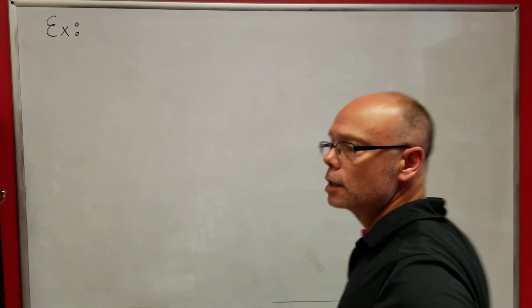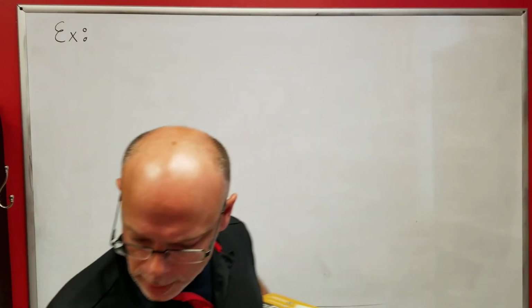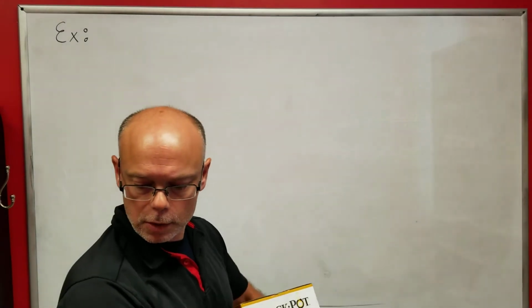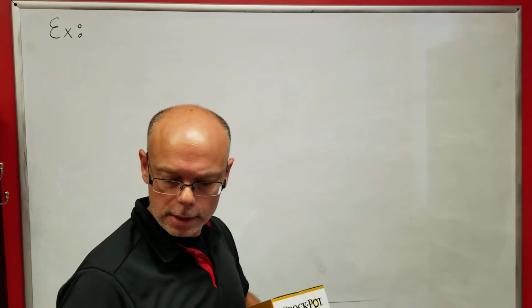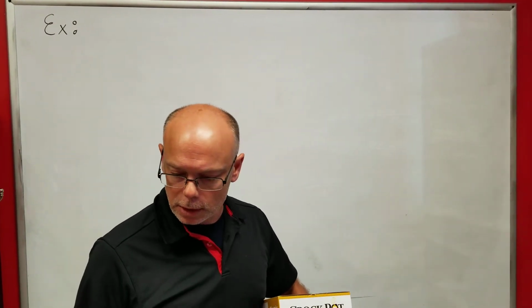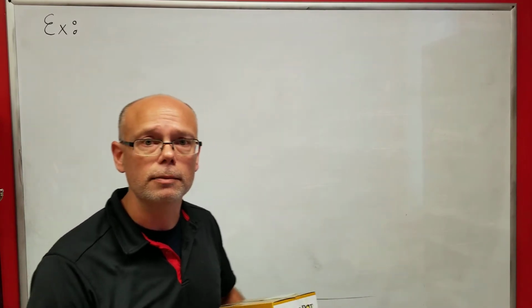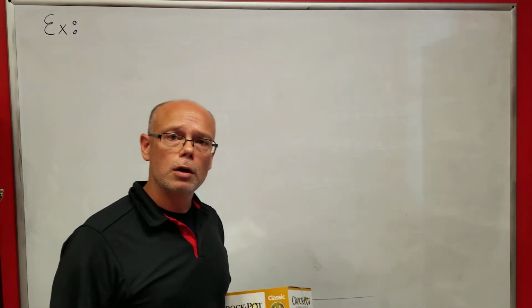For the third example from section 4.5, it says, find the dimensions of a closed rectangular box with a square base and a volume of 8,000 cubic centimeters that can be constructed with the least amount of material. All right, so I want to draw a box.